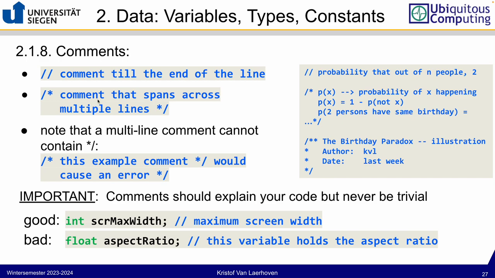Okay? Now, important, and also this is something you need to learn. Comments should explain your code, but never be trivial. That means the bad thing is if you start a floating point, this is coming as well, and we call it aspect ratio, everything is fine until here. But if you then comment, this variable holds the aspect ratio, that is completely trivial. You don't need to know that, right? This is something that you could have known already at this point over here. So this comment is not necessary. However, if we have a name that we created ourselves called scur max width, then we don't really know whether max is a person here or short for maximum, and scur could be many things, but it could also be screen.